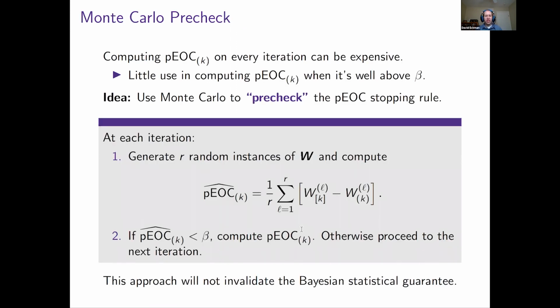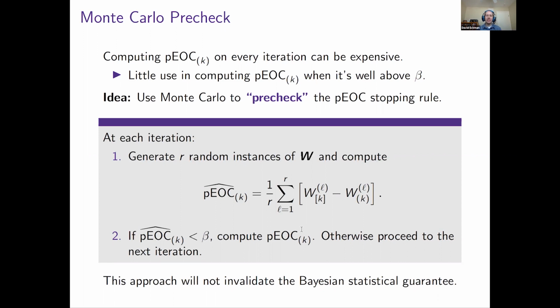So our observation is that computing posterior expected opportunity costs, especially after every iteration, can add up to be an expensive computation. And there's really no use in computing the exact value of this posterior quantity if we don't think it's anywhere close to beta. So if it's really high, far above beta, we know we're probably not going to stop anyway, so why spend the time exactly computing that value?